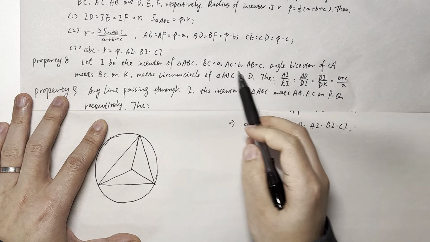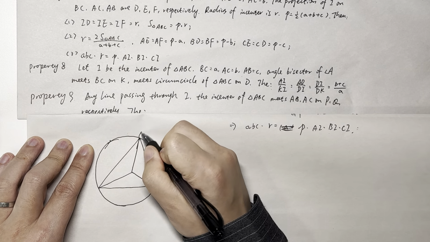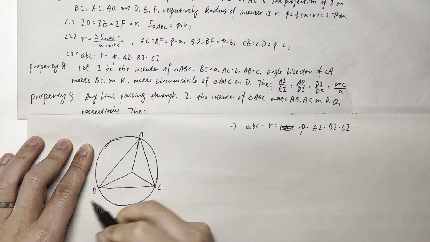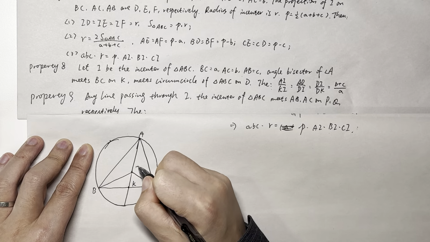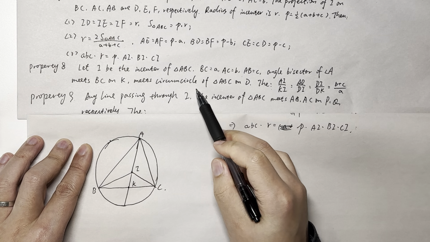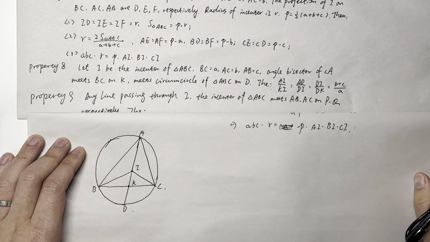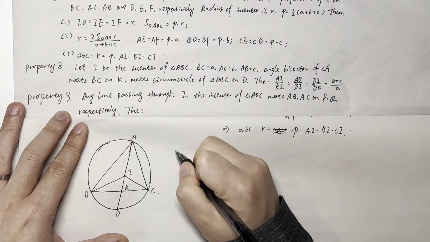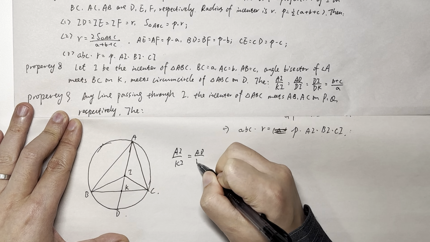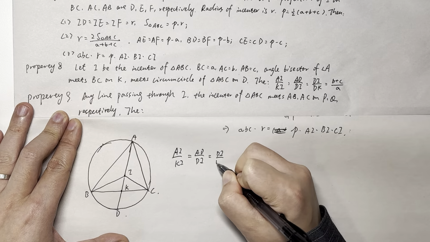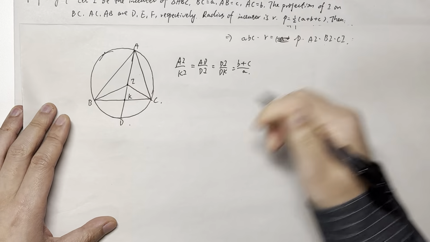Right, BC equals A, AC equals B, AB equals C. The angle bisector of angle A meets BC at K. So this is K, this is I, and it meets the circumcircle of triangle ABC at D. So this is D. Then we want to find the ratios AI to KI, AD to DI, and DI to DK. We want to prove it equals (B plus C) to A, right?